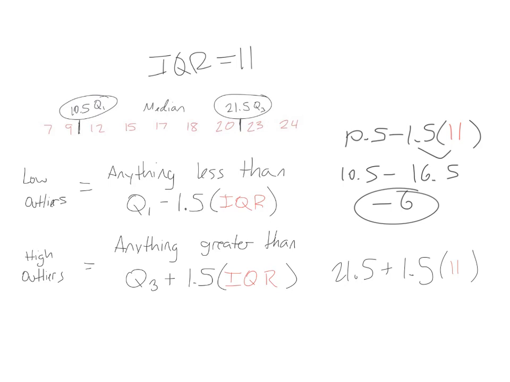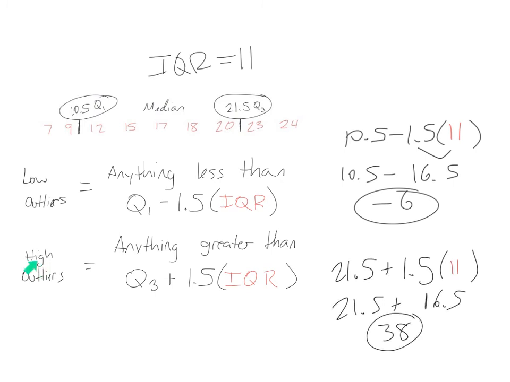Okay, so what's 1.5 times 11? Well, take your 11 times 1 is 11. Half of 11 is 5.5. And so what do you get? 16.5. And then we're going to add that to our third quartile, which again was 21.5. Okay, and when you add that up, you get 38.